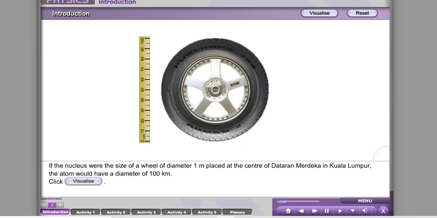If the nucleus were the size of a wheel of diameter 1 meter placed at the center of Dataran Merdeka in Kuala Lumpur, the atom would have a diameter of 100 kilometers. Click the Visualize button.